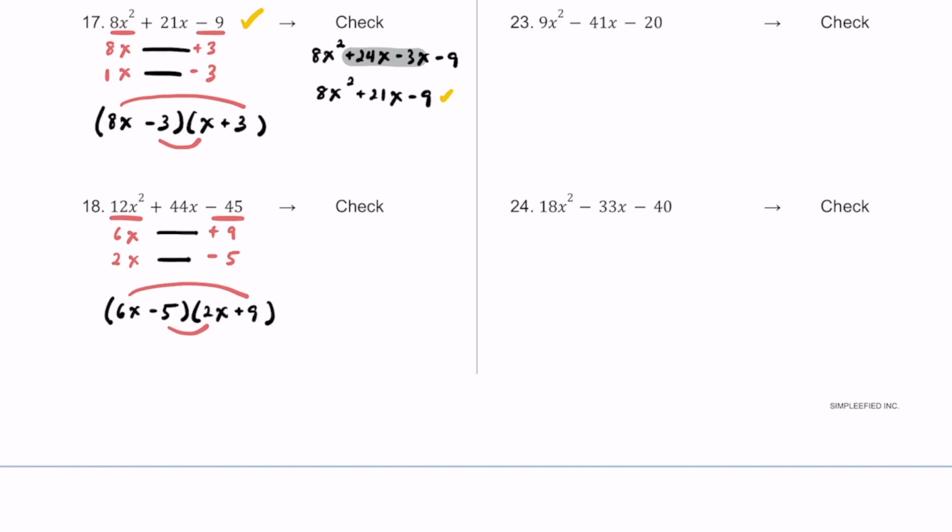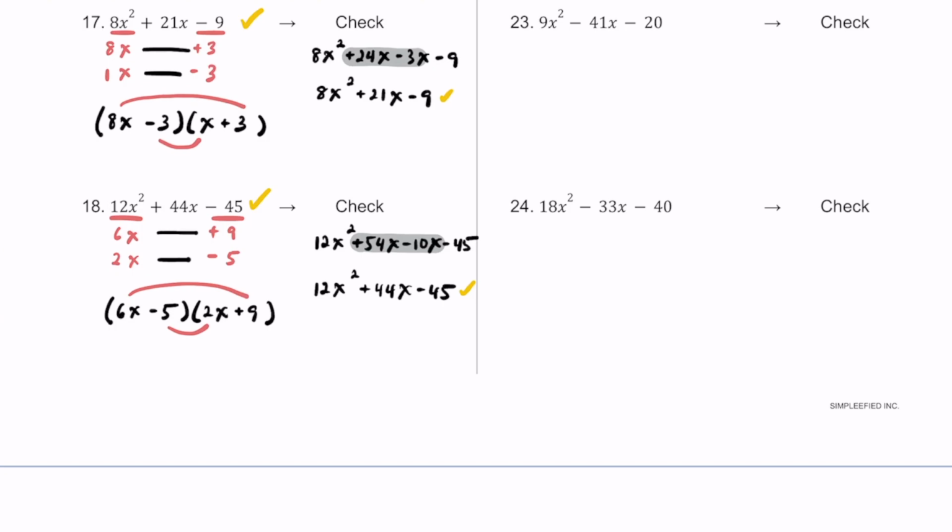6x times 2x, that's going to be 12x squared. Good. And then the outers and the inners. For the outers, we're going to get 54x. For the inners, we're going to get minus 10x. And finally, negative 5 and positive 9 is going to be negative 45. Combining these two terms in the middle, we're going to get 12x squared, and then we're going to get this positive 44x in the middle, and then a minus 45. Cool. So you did a good job.